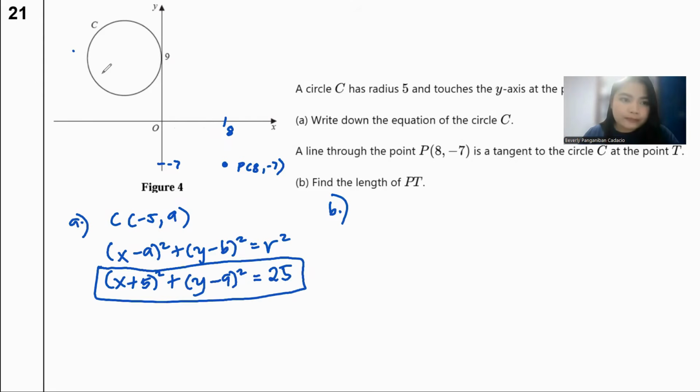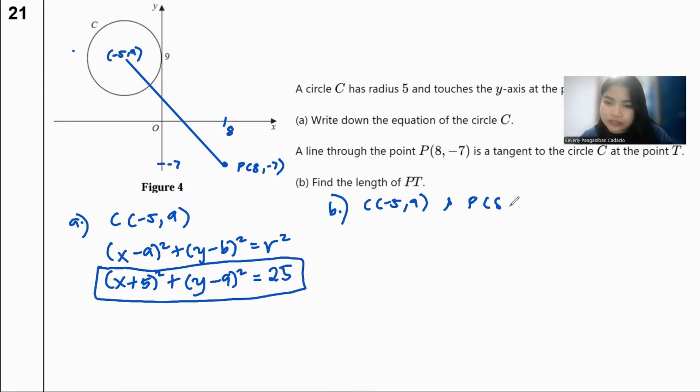You need to find the distance between your P and your center. Here, this is your center, right? And your center, once again, is (-5, 9). So you need to get the distance between your C, (-5, 9), and your P, which is (8, -7). The distance between them will be this formula: square root of (x1 - x2)² + (y1 - y2)². If you want to interchange, that's okay, because you're going to square this anyway, so it will be the same.